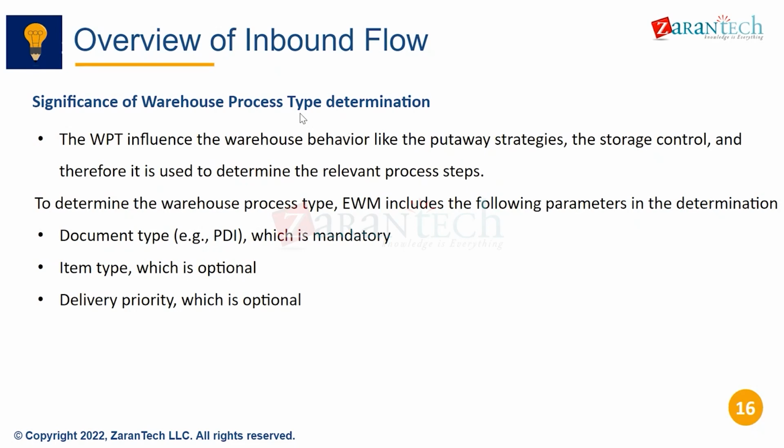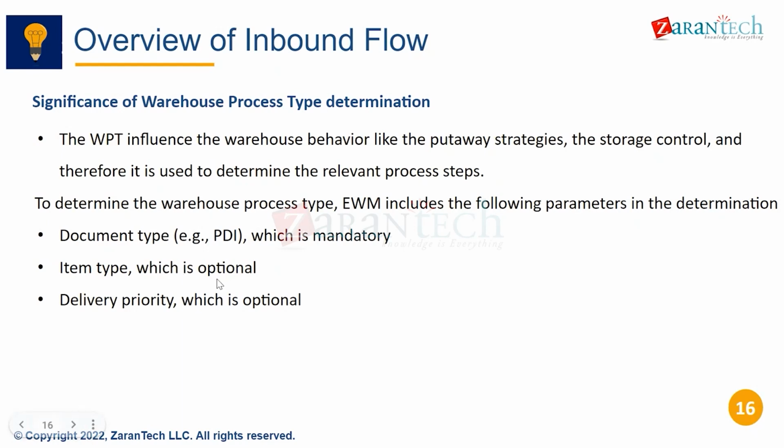Yeah, into the EWM system the whole time. Like you can see, put away strategies and storage controls are used to relate the processes into the EWM system. So how will that warehouse process type determination happen? That will happen based on your document type, item type, and delivery priority.